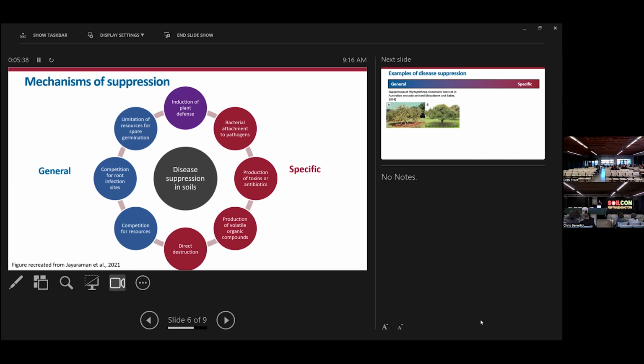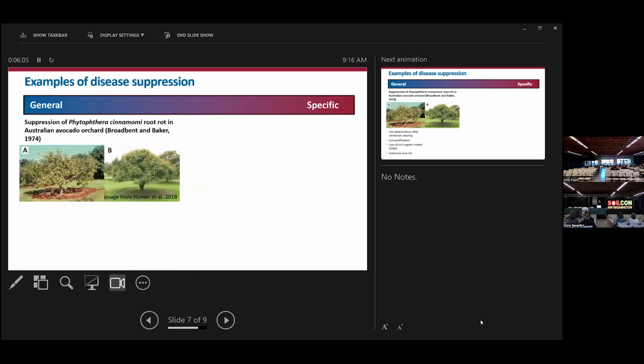And then on the general side of things, again, there's this competition for resources between the quote unquote beneficial or just the general microbiome organisms and the pathogen: competition for root infection sites, limitation of resources for spore germination. And then there can also be induction of plant defense, which is also an important mechanism of suppression. So I'm just going to briefly talk about some examples.